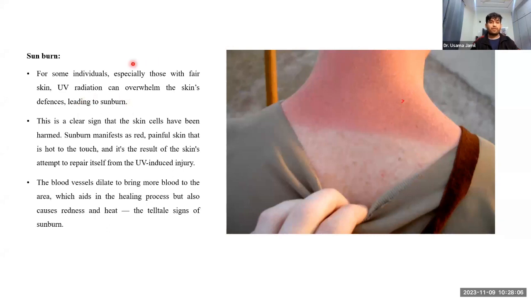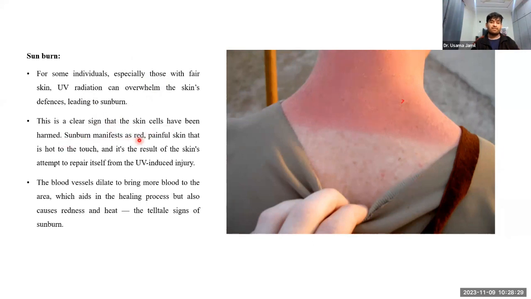So, fair skin means that a specific person, if we take most of the white population, does not have as much melanin production as other brown or black people have. So they are more prone to the sunlight and more prone to sunburns. So this is a clear sign that skin cells have been harmed.